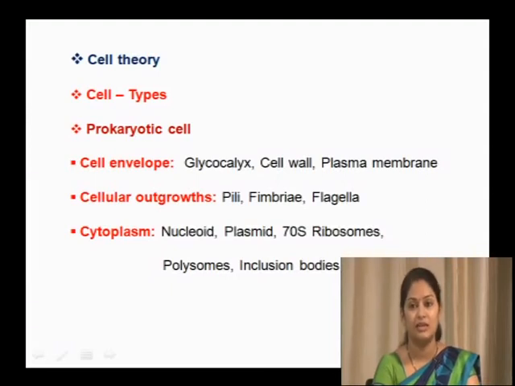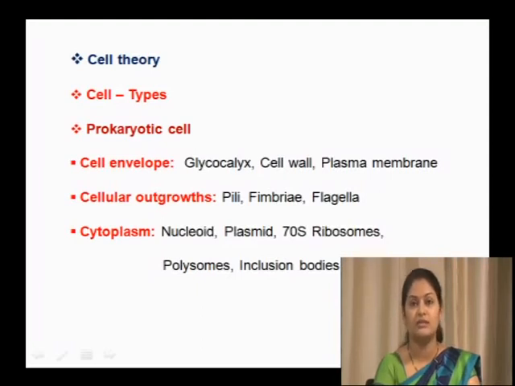And comes the cell types. Cells are classified based on their nuclear arrangement into prokaryotic cell and eukaryotic cell. Prokaryotic cell has the following structural components: cell envelope, cellular outgrowth, and cytoplasm. Cell envelope is made up of three layers: glycocalyx, cell wall, and plasma membrane. Glycocalyx contains a slime layer as well as a capsule.